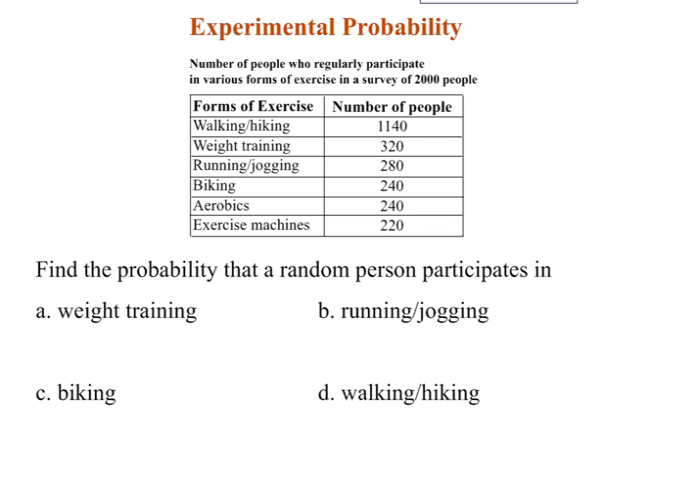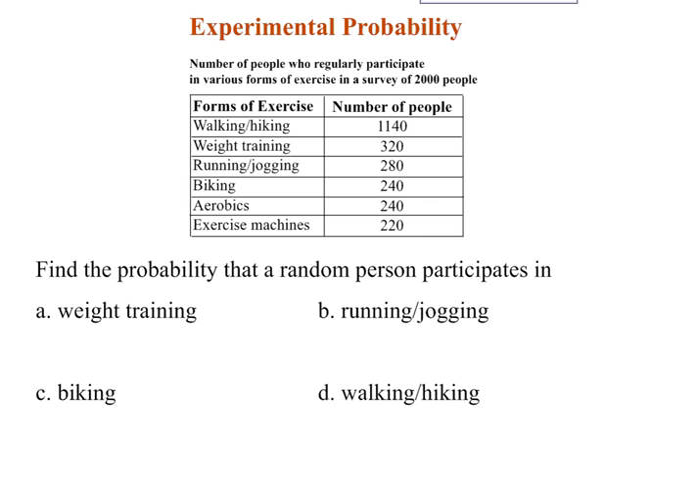Here's our first example, and you can see at the top that this is an experimental probability. Let's understand why. So it says here the number of people who regularly participate in various forms of exercise in a survey of 2,000 people. And we have the table. We have 1,140 people that say that they walk or hike. We have 320 people that weight train, 280 people that run or jog, 240 people that bike, 240 that do aerobics, and 220 that use exercise machines.